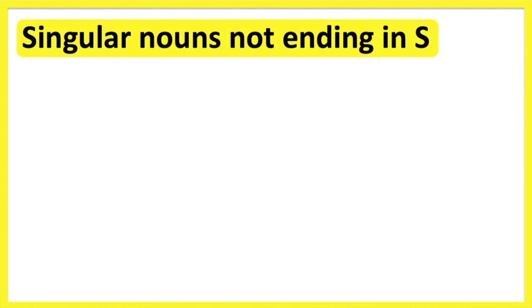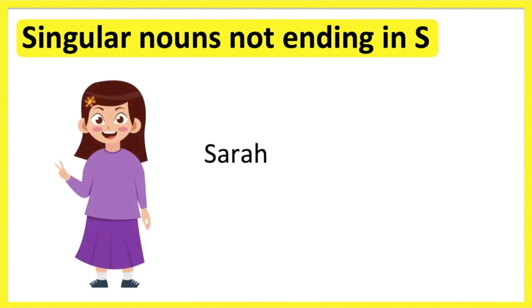Singular nouns not ending in the letter S. The rule for singular nouns not ending in the letter S is to add an apostrophe followed by the letter S. For example, Sarah is a singular noun. It doesn't end in the letter S. When talking about something that belongs to Sarah, we must place an apostrophe followed by the letter S. For example, Sarah's skirt is purple. So the apostrophe S shows us that the purple skirt belongs to Sarah.